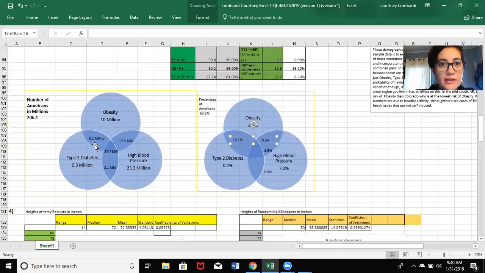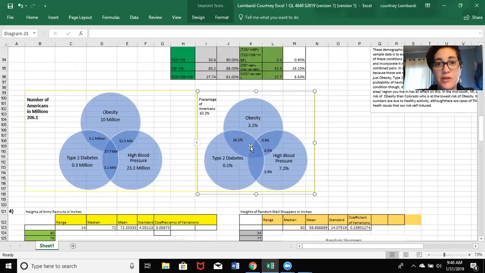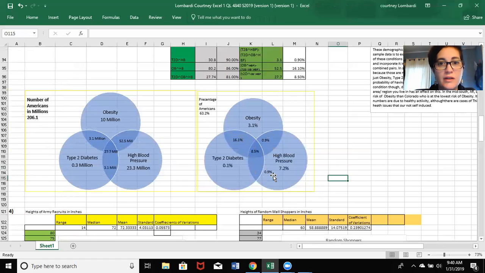3.1 million would have obesity and type 2 diabetes. 52.5 million would have obesity and high blood pressure, because again, they kind of sometimes go hand in hand together. Sometimes it's hard not to have two. When you have one, it's easier to have a condition that goes with it.